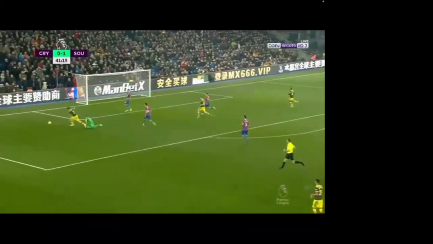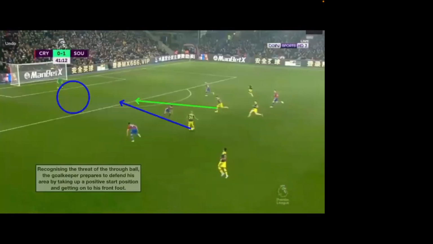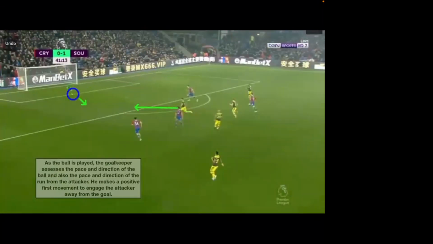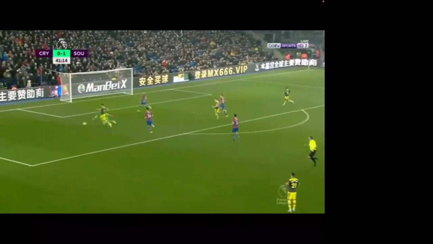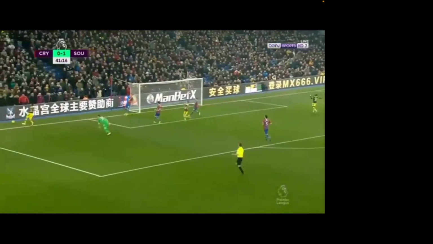And again, here, this is Gaeta. So he recognises a threat of the through ball. He knows he needs to come and defend his area. He gets onto his front foot early to move forwards as the attacker's running onto the ball. So he can now go and engage the attacker. There's no obvious opportunity there for a shot from the attacker. So by keeping his body controlled, he's forcing the attacker wide. It's given his defender an opportunity to go and recover. And eventually, that's Shane Long. He just runs the ball out of play.